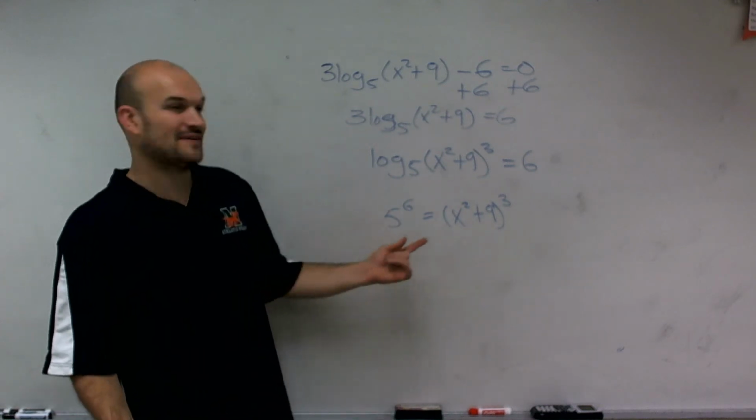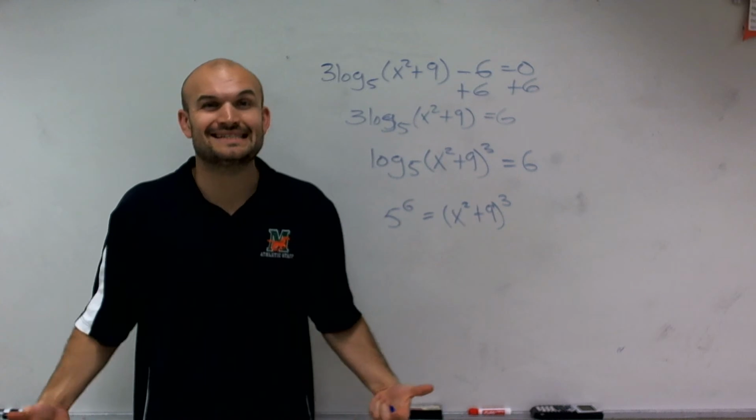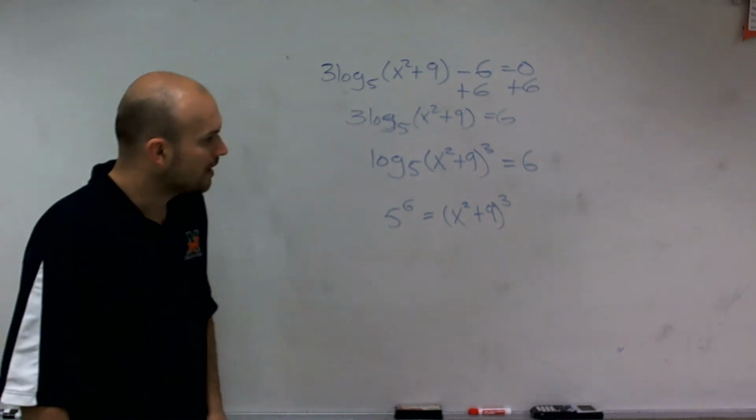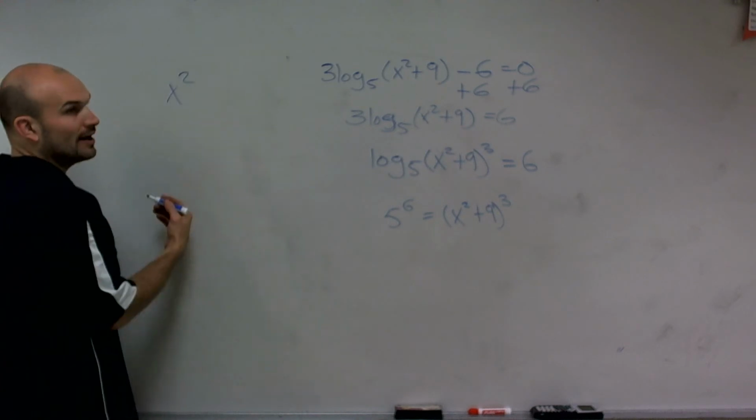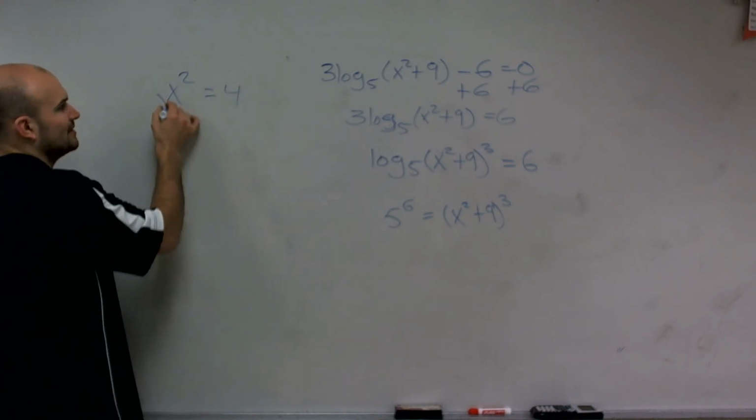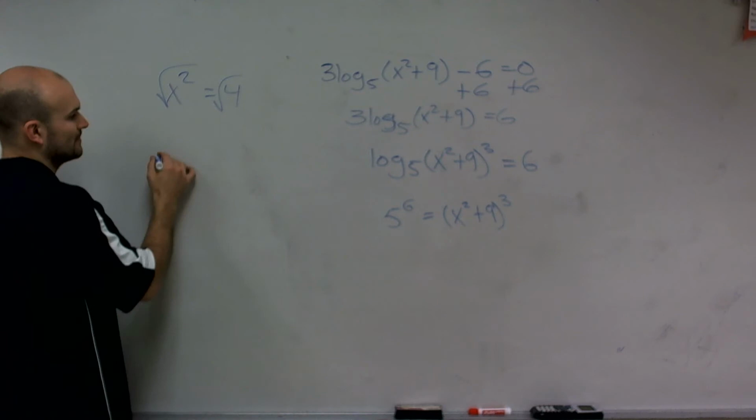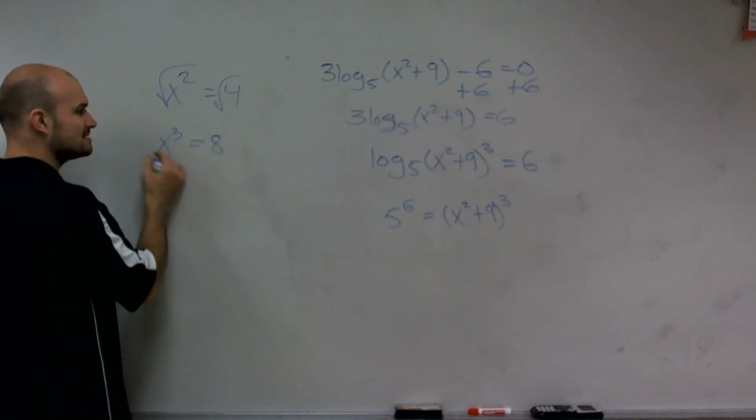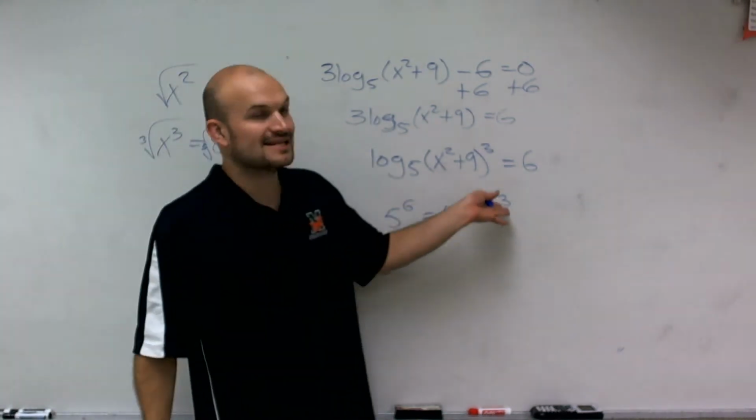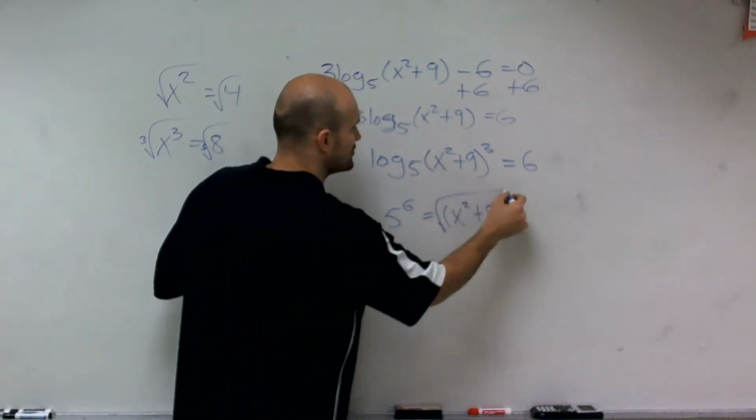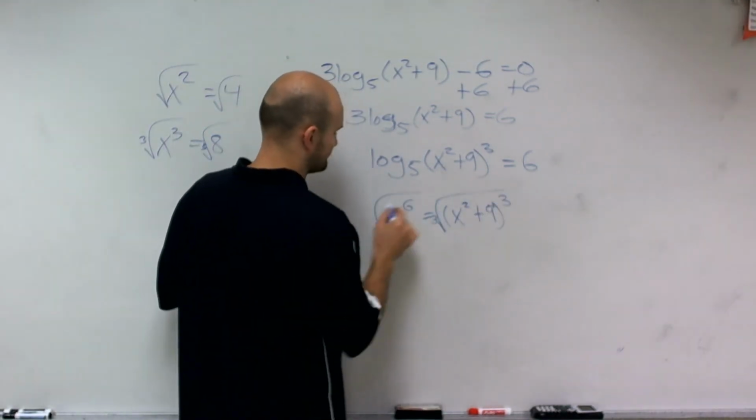Now, usually when we had exponents and powers, we tried to get them to the same base, right? Well, here I have a base of 5. Here I have a base of x squared plus 9. That's going to be a little difficult. However, just by using our solving, if I had x squared equals 4, to solve for that, you take the square root of both sides, right? If I have x cubed equals 8, you take the cube root. So here I have x squared plus 9 cubed. Let's take the cube root of both sides.